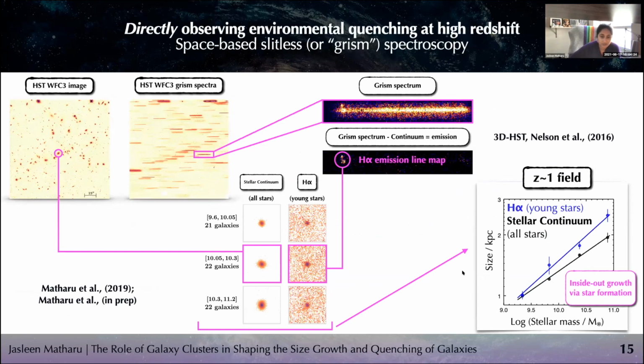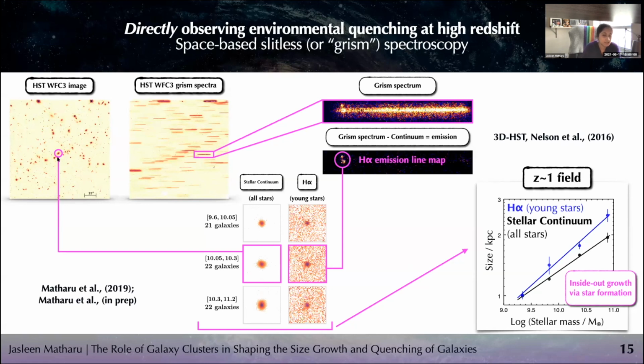Space-based slitless spectroscopy allows you to obtain low-resolution 2D spectra of all the sources in your field of view. Each streak you see here is an image of the galaxy at every single wavelength, with some overlap. And by processing grism spectra, you can obtain emission line maps of galaxies. At redshift 1, we can obtain the H-alpha emission line map with the long wavelength grism on the HST Wide Field Camera 3. And H-alpha emission traces emission from young, hot OB stars with lifetimes of about 10 million years, and so we can trace star formation on very short timescales.